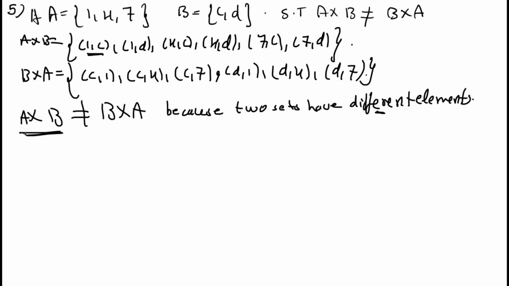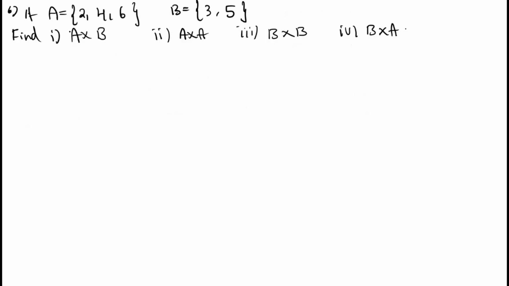A cross B, the Cartesian product, is one set. B cross A, again, is a set. Here the two sets are not equal. The reason is very simple: they have different elements. If the sets have the same number of elements and the same elements, then only are the sets equal. Okay. See the next question.